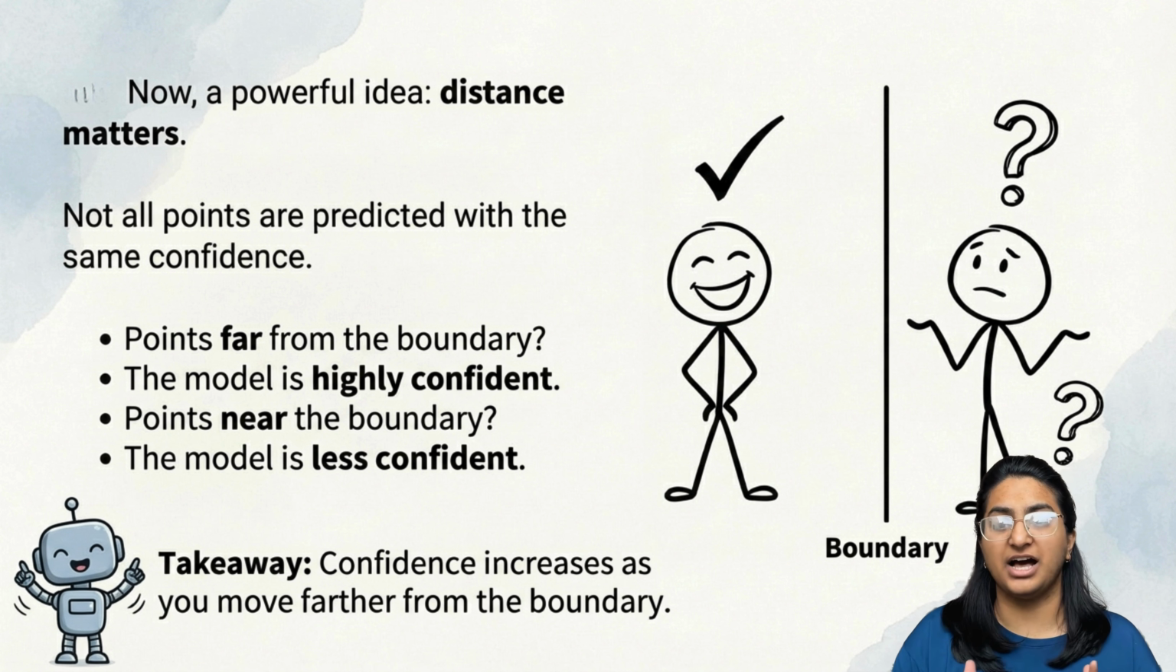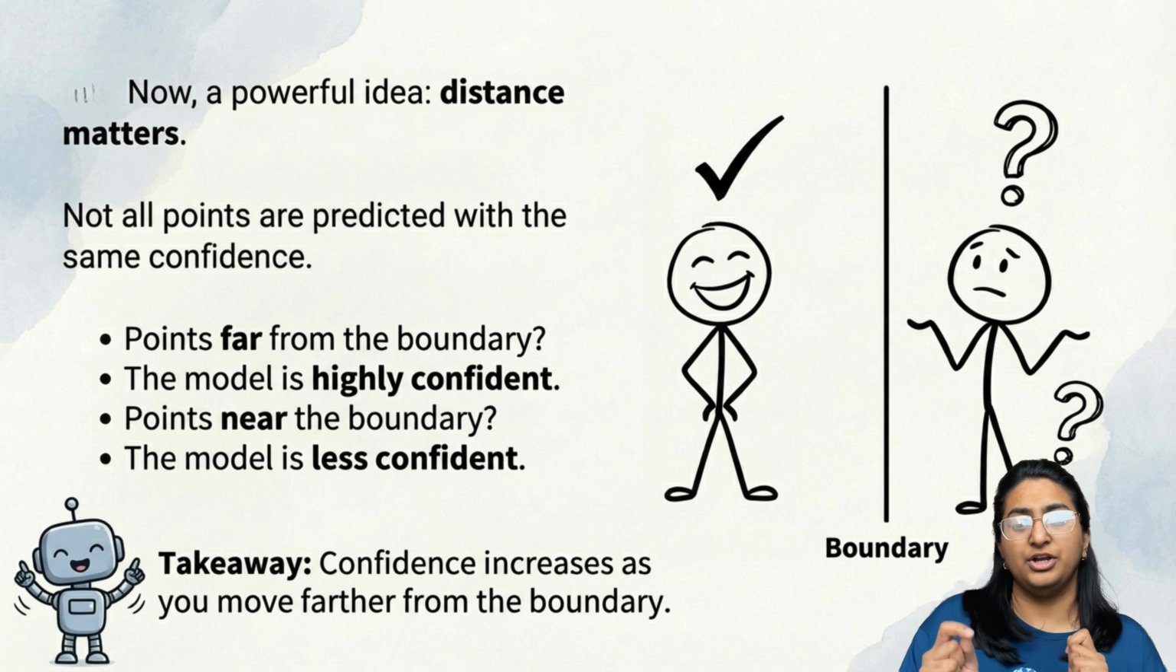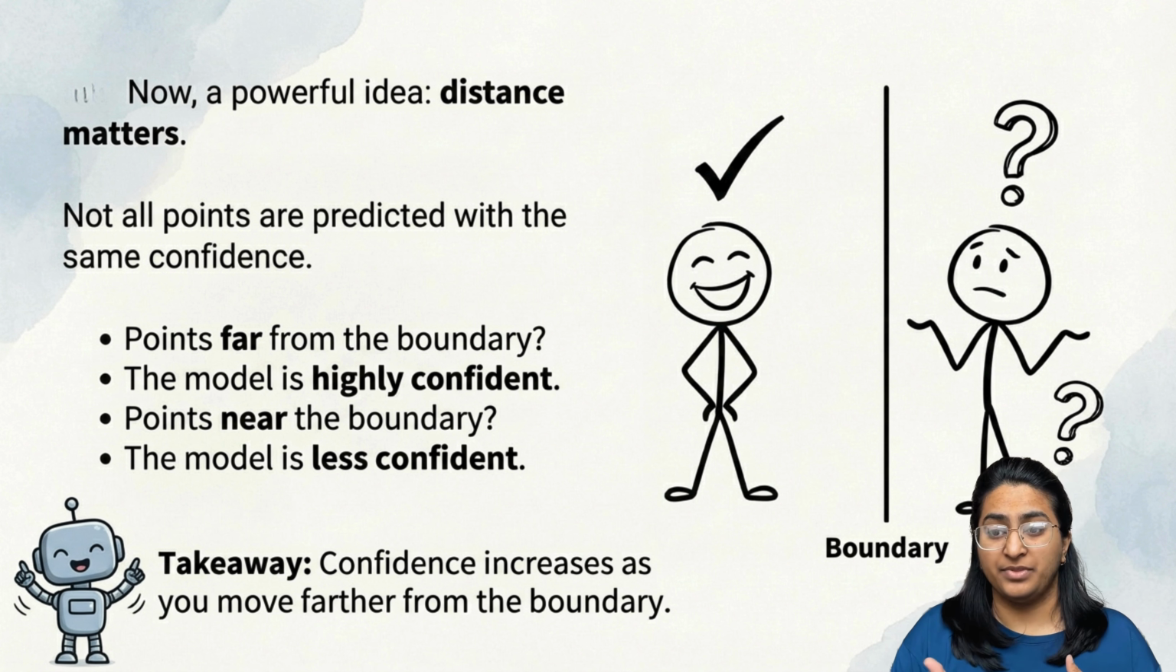Now we add one more powerful idea here, distance. Not all predictions are equally confident. If a point is far away from the boundary, the model feels confident. If a point is very close to the boundary, the model is less sure. So the boundary is like a border. Near the border, you can get confused. Far from the border, it is very clear.